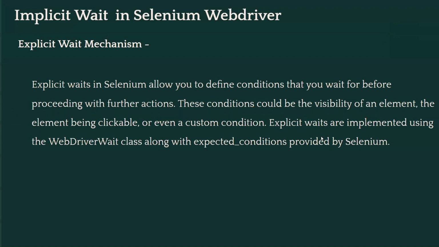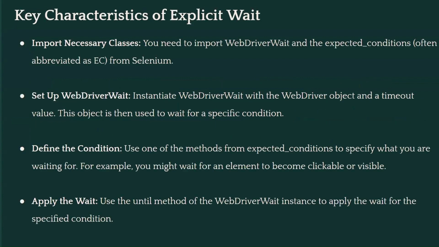Explicit wait in Selenium allows you to define conditions that you wait for before proceeding with further actions. This condition could be visibility of an element, the element being clickable, or even a customized condition. The explicit waits are implemented using the WebDriver wait class along with expected conditions provided by Selenium. So in explicit wait, we have a separate wait called WebDriver wait, along with that, we have to apply a certain condition.